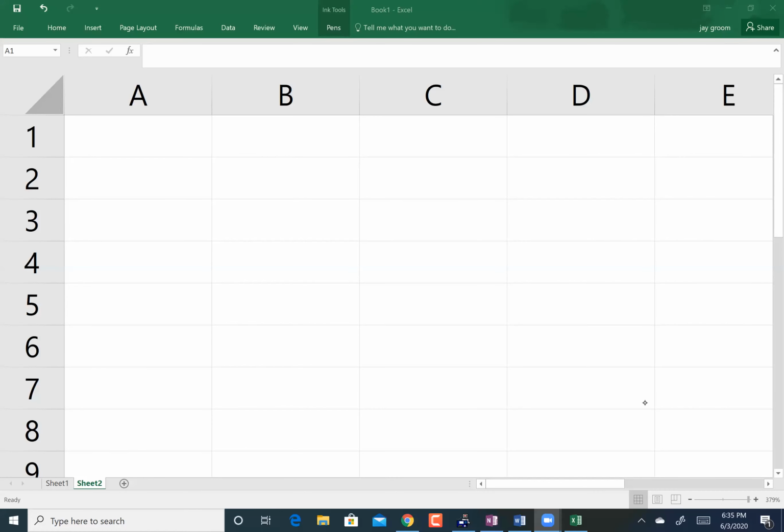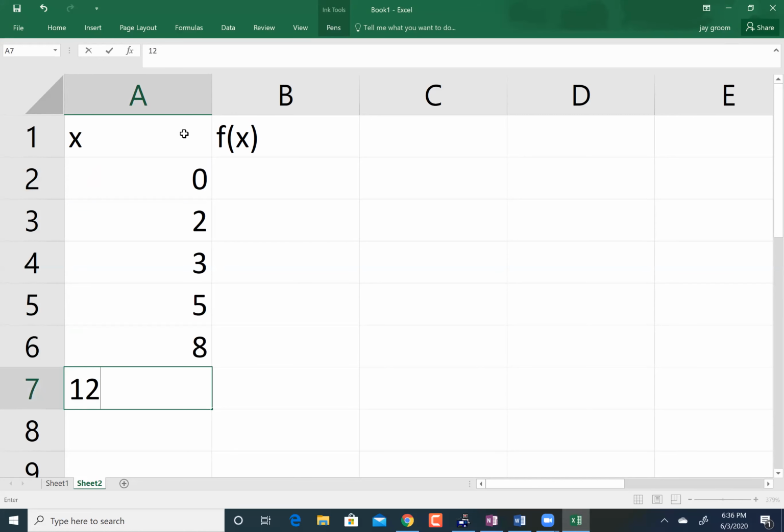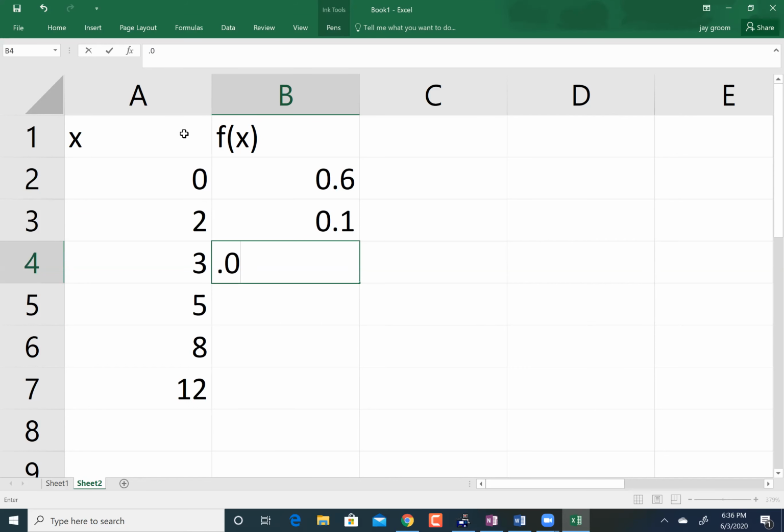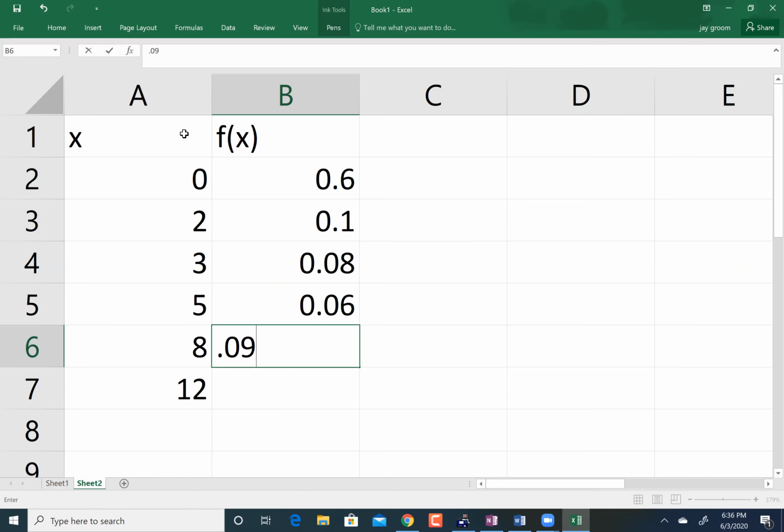Here's my Excel. Zero, 2, 3, 5, 8, 12, and then 0.6, 0.1, 0.08, 0.06, 0.09. Okay, and that should take care of that.